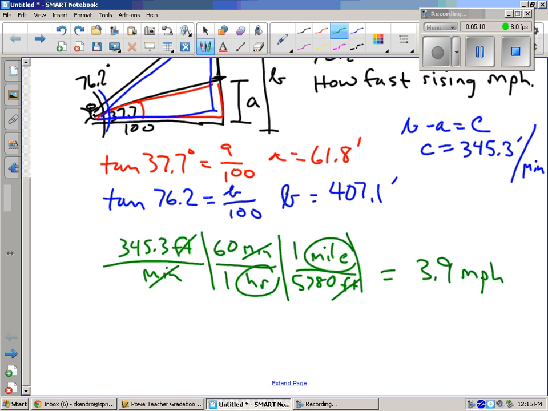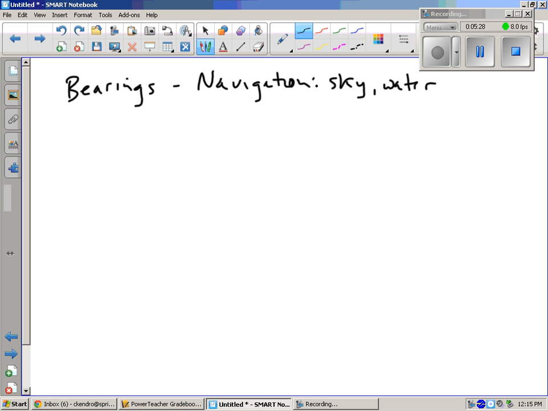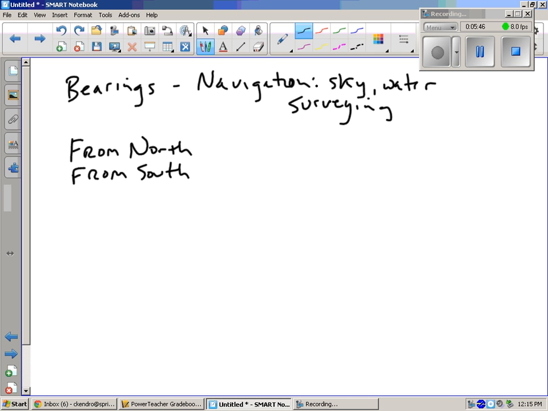Okay, let's go to our next example. Next, we're going to talk about bearings. Bearings or headings are used in navigation. Navigation can be in the sky, it can be in water, it can be surveying, lots of different places. The main thing that's different from the way we draw our angles is you're either going to come from the north or from the south, and then you're going to tell if you're going east or west.